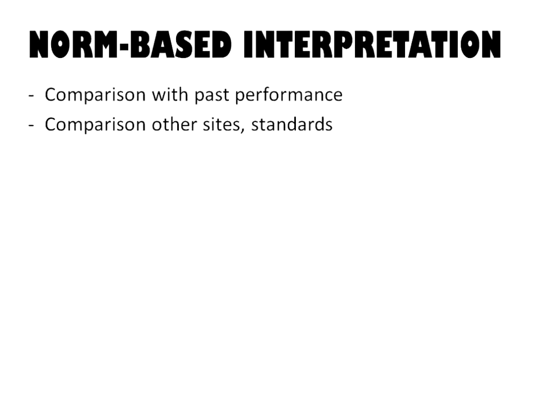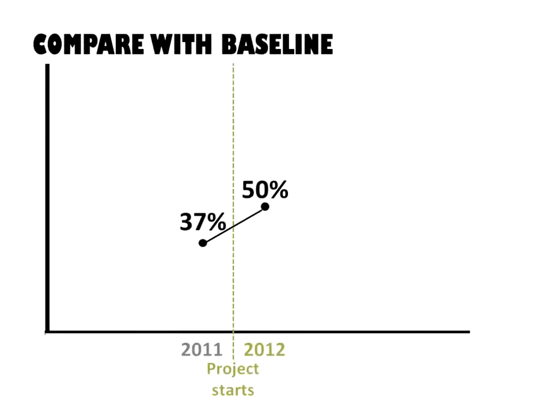And this is where norm-based interpretation comes in. We can either look at past performance, or we can look at other sites. We can look at established standards, national data, other groups. So let's add a baseline data point. Now what do you think? Does anybody want to interpret this?